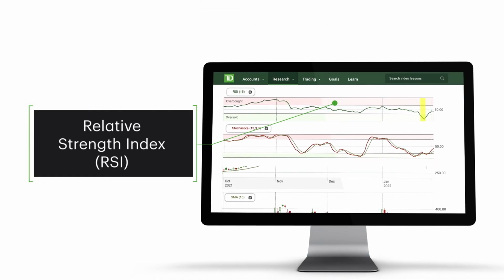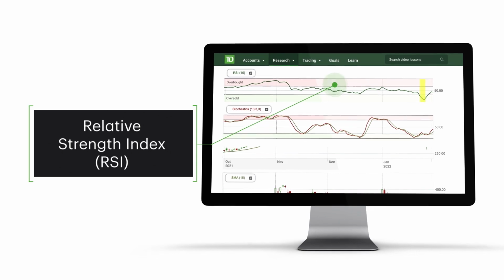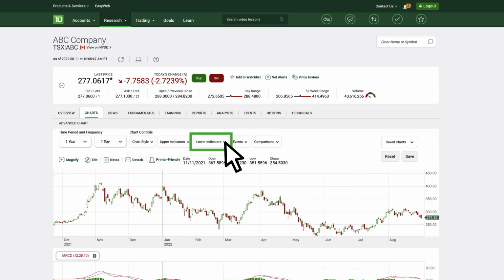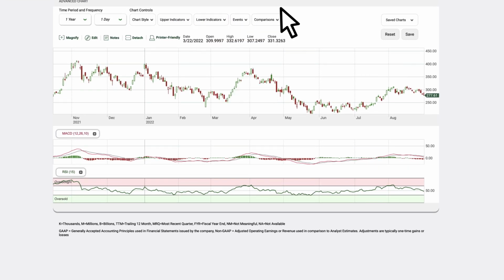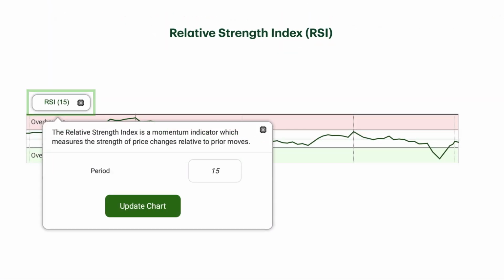Another momentum indicator you can use is the Relative Strength Index, or RSI for short. Click Lower Indicators, then Relative Strength Index to add an RSI chart below your stock chart. You can adjust the time period in the left-hand corner of the RSI chart.